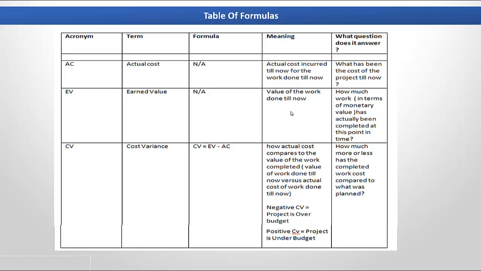Now, I'd like you to note that the term value of the work done refers to the monetary value. So we're considering work in terms of monetary terms. So for example, we could say that up until this point in time on the project, $1,000 worth of work has been done till now.